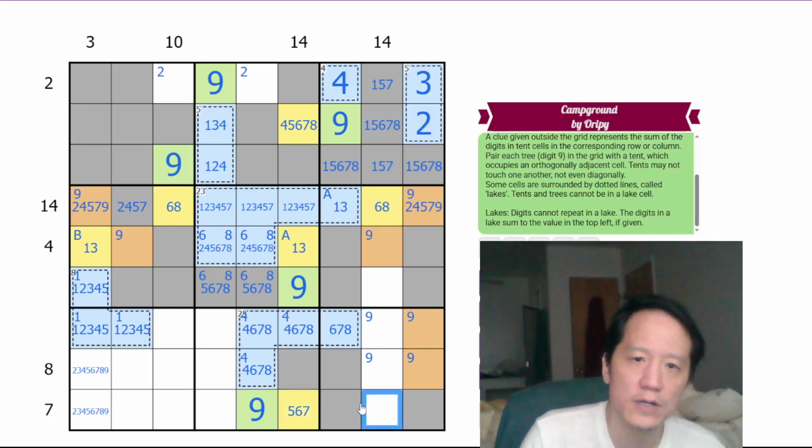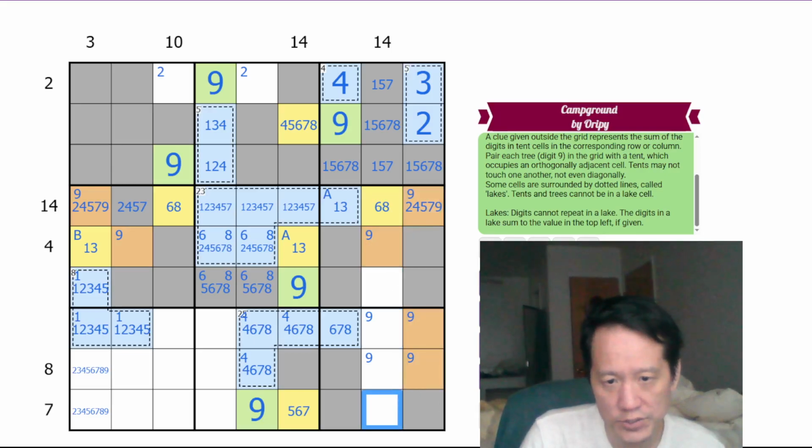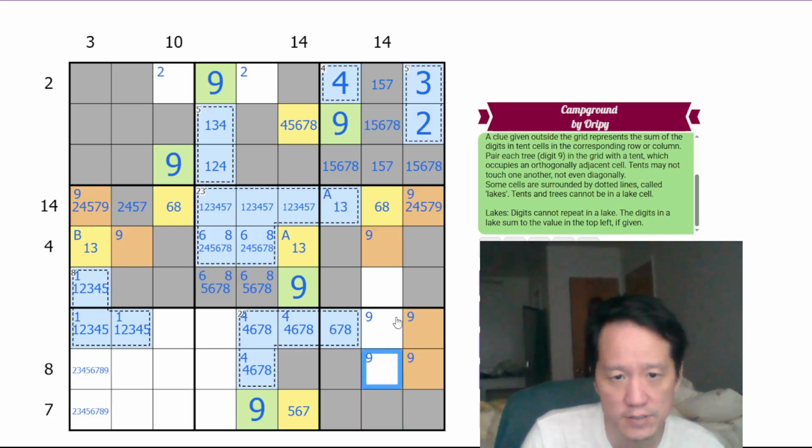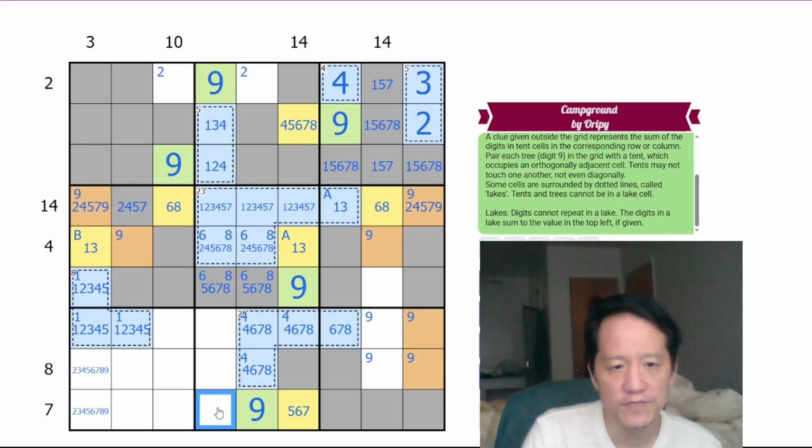This cannot be a tent because this 5, 6, or 7 would force this to be 2 at most. And we know there's only 2 tents here to equate to the 2 trees that are available. So this cannot be a tree or a tent, so that's not either. If this were a tent, it would be next to a 9, but neither of these can be 9, so this cannot be a tent or tree.